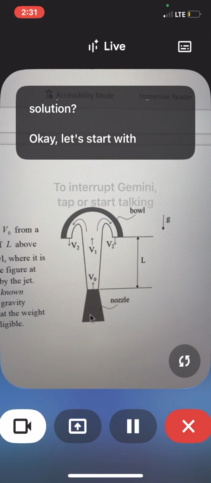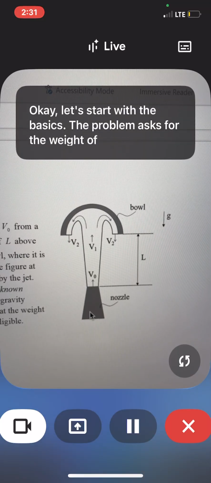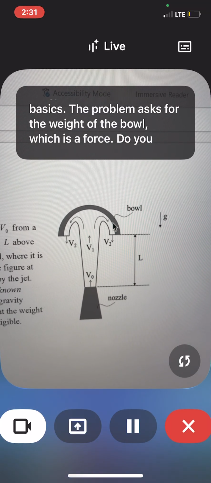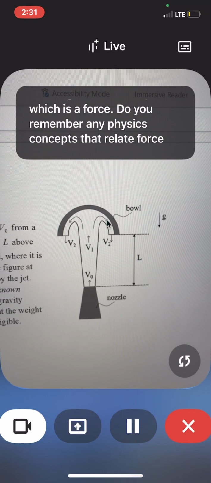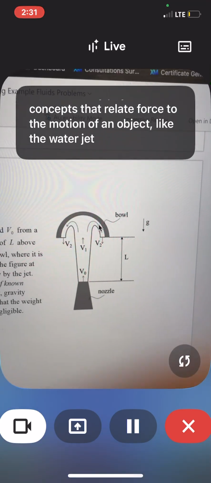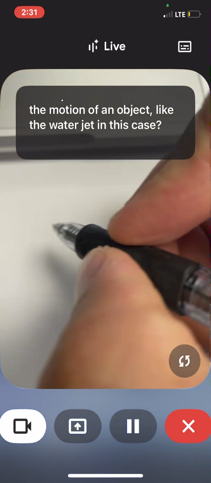Okay, let's start with the basics. The problem asks for the weight of the bowl, which is a force. Do you remember any physics concepts that relate force to the motion of an object, like the water jet in this case? Yeah, so I'm going to write down here.